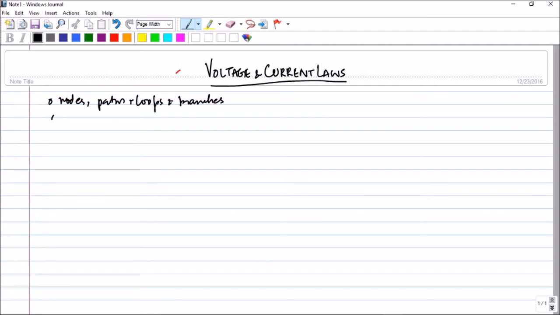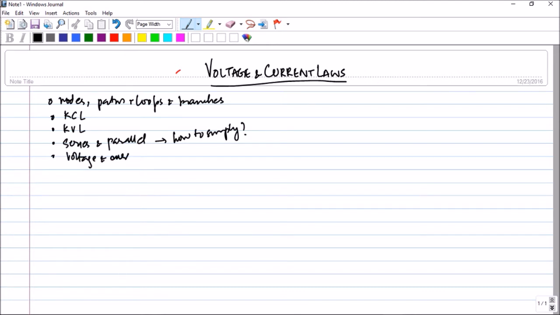We will come to my favorite part. We will be introducing the laws of KCL and KVL, right? Then we will be studying how resistors are connected in series and parallel, and how to simplify these series and parallel circuits. And then finally, we will be dealing with voltage and current division.